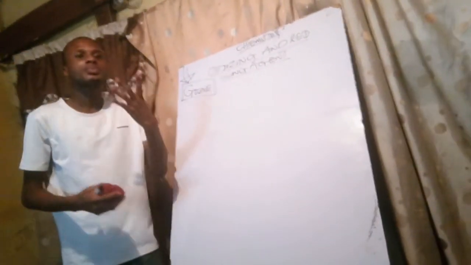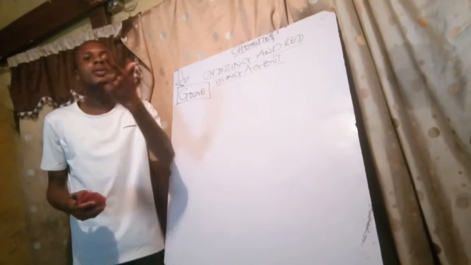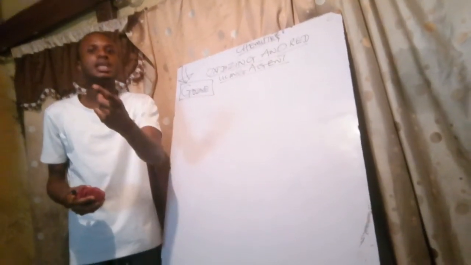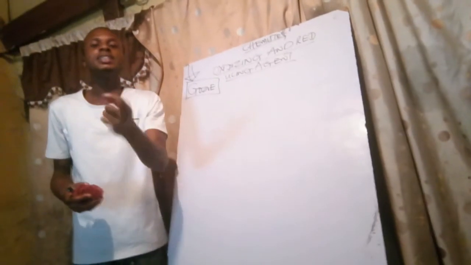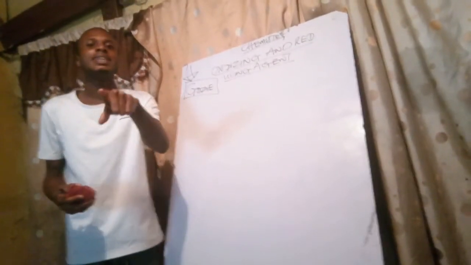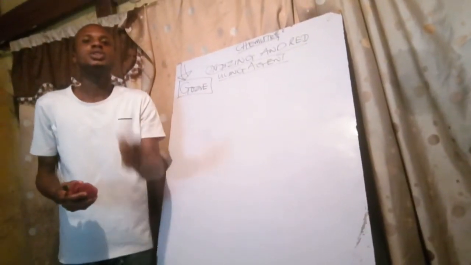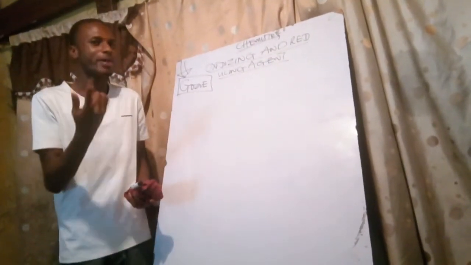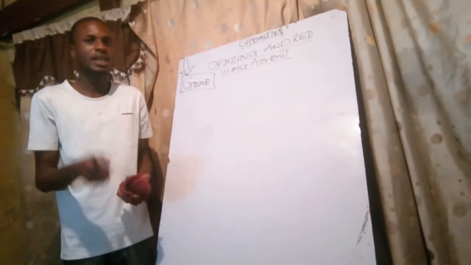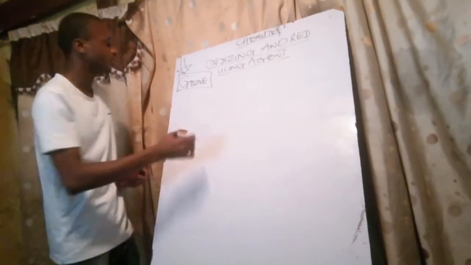Now, how can I define you, the reducing agent? I will say the reducing agent is the agent that caused the reduction of the other species in our reaction. Do you understand that? I'll be writing that straight away.